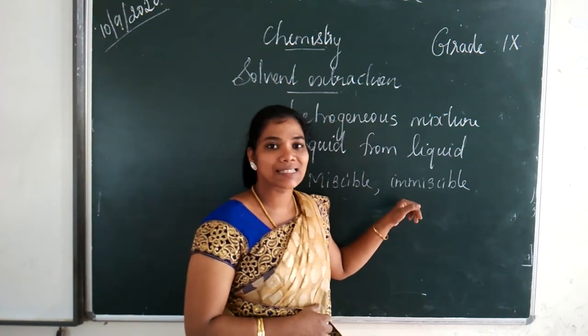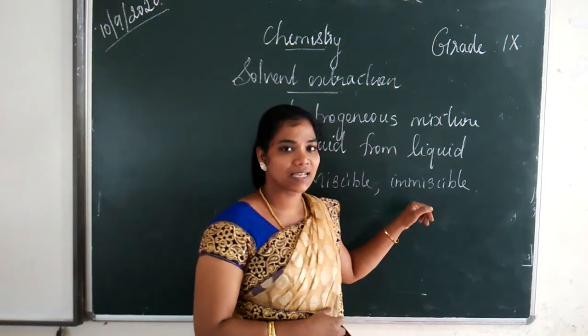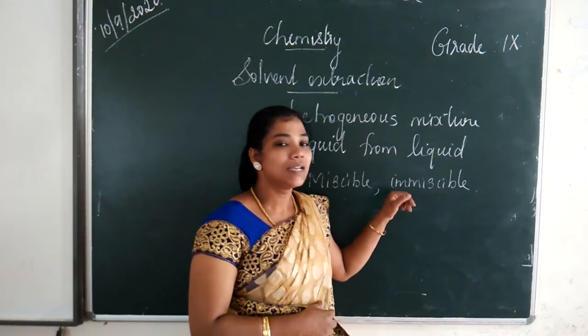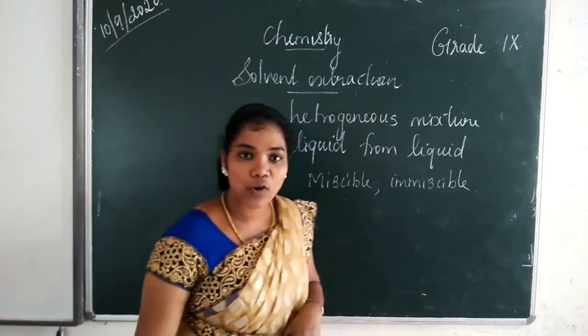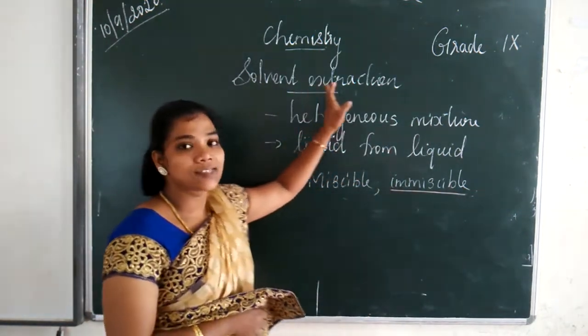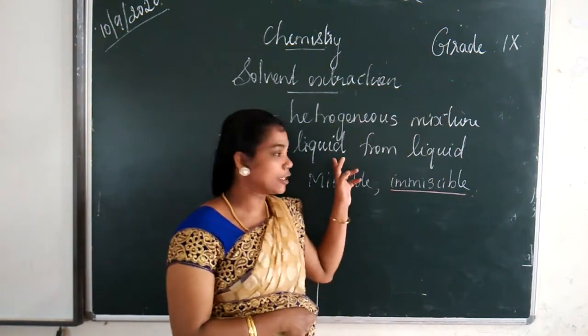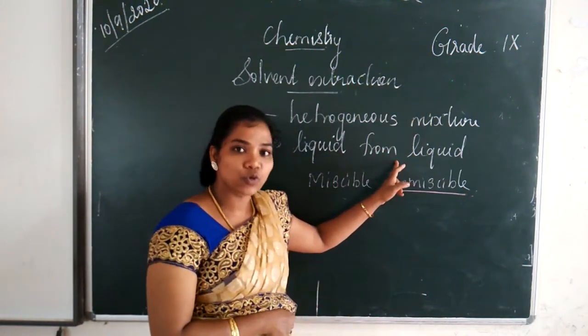What is immiscible? Two liquids that are not soluble in each other, that do not blend with each other. Such liquids are called immiscible liquids. Today we are going to separate immiscible liquids with the help of solvent extraction.